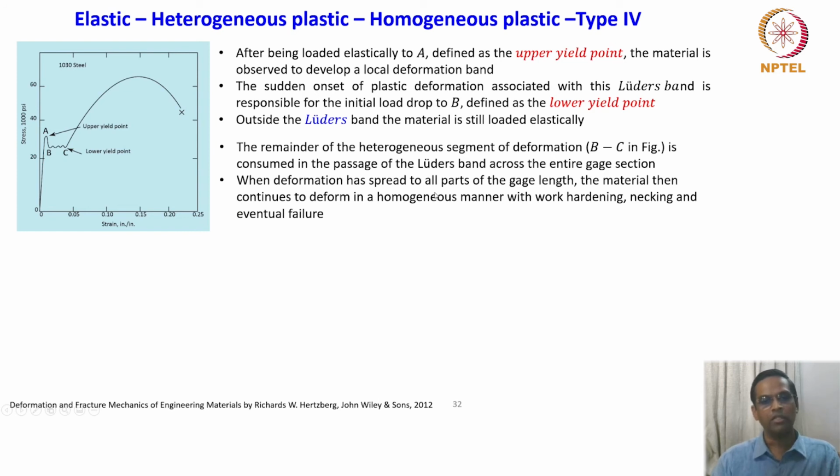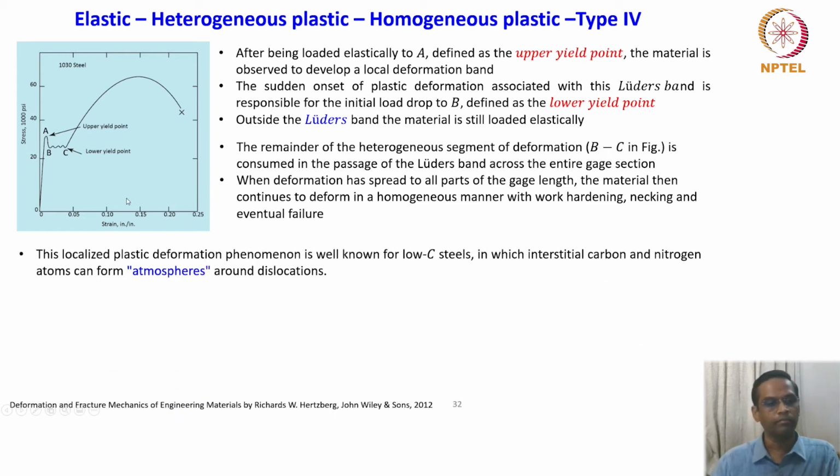When the deformation has spread to all the parts of the gauge length, the material then continues to deform in a homogeneous manner with work hardening, necking, and eventual failure. So after a complete spread of Luder band throughout the gauge length, the material tries to deform homogeneously, then it exhibits strain hardening, reaches a maximum, and then necking, and then fracture. So the rest of the other behavior we know. So we are trying to study this yield point phenomenon now.